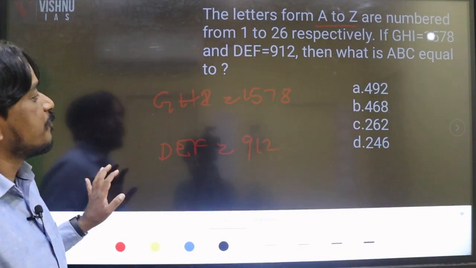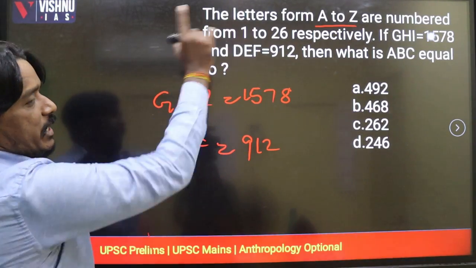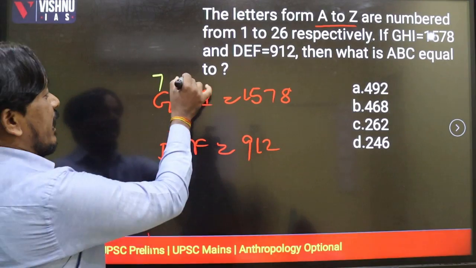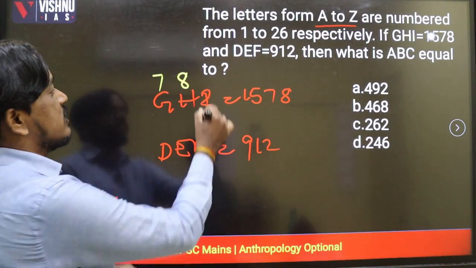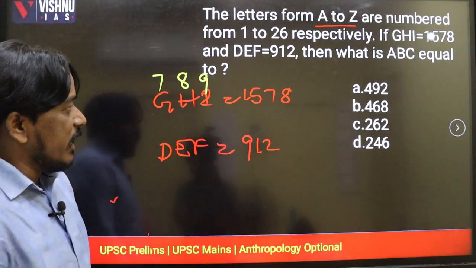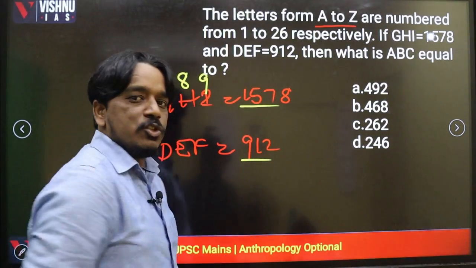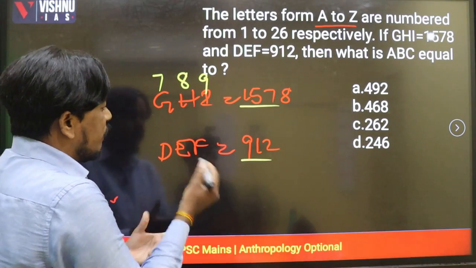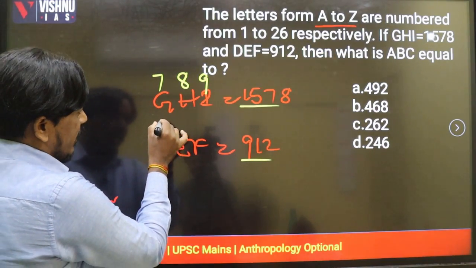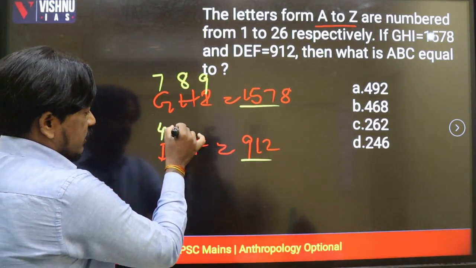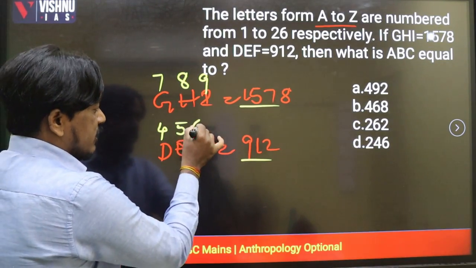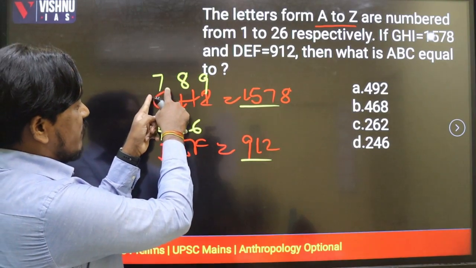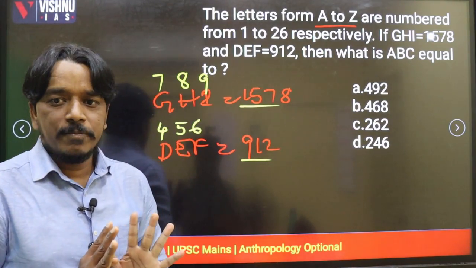If you observe particularly, G according to the alphabetical sequence is 7, H is 8, I is 9. We are getting very big numbers this side, so definitely we are doing some kind of multiplication. That is the only possibility here. But how are we multiplying? If you observe D is 4, E is 5 and F is 6. If you take all these numbers, 789 is nearly double.